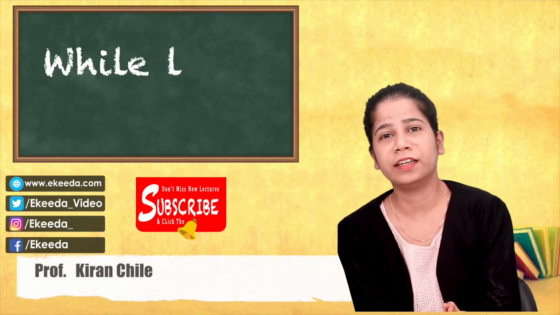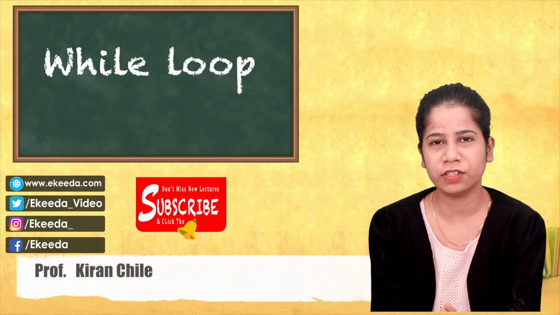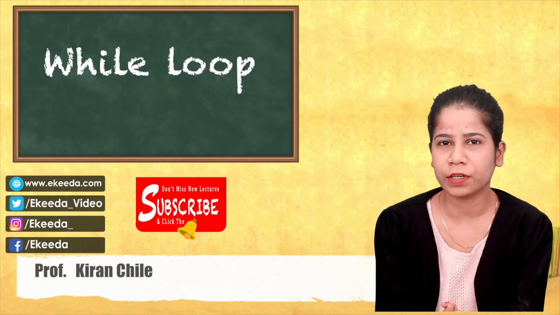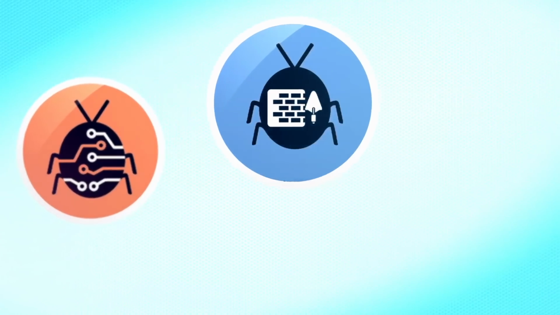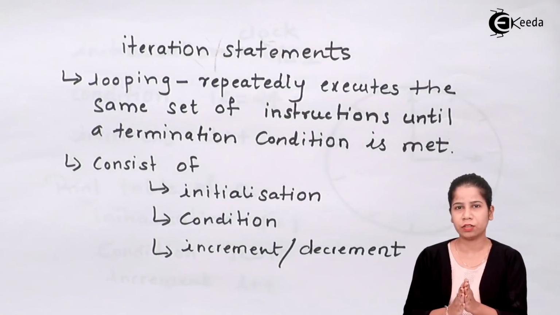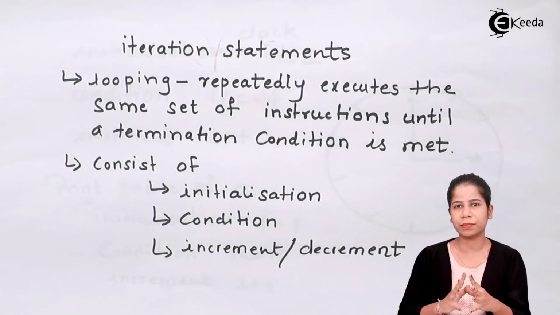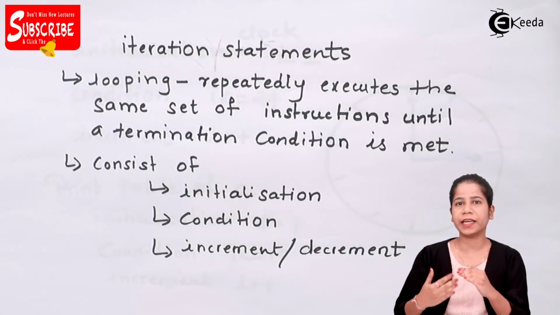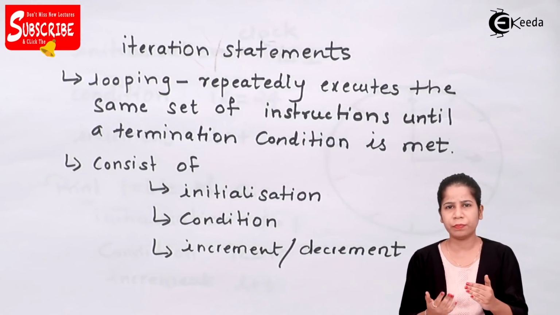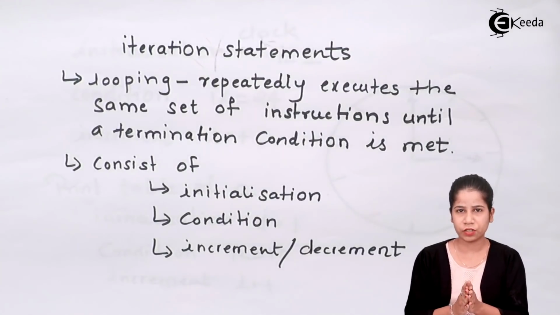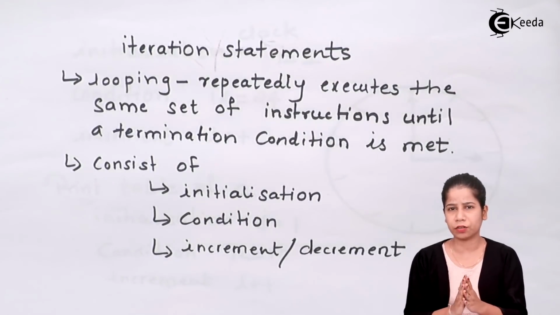Hello friends, in the last video we saw what the switch case is all about. In today's video we are going to check out looping statements. Looping statement, the name itself says loop. A loop is something which happens again and again. It is also known as iteration statements. Where will we use this kind of thing?